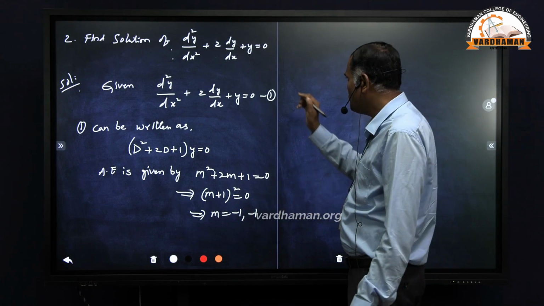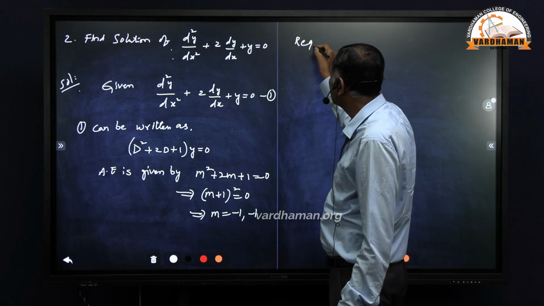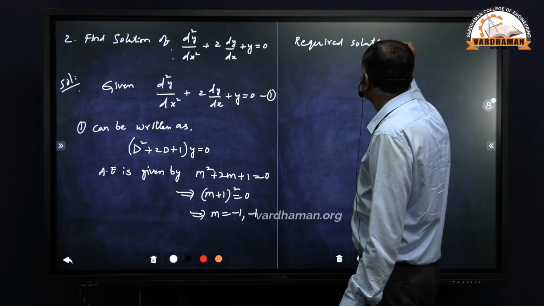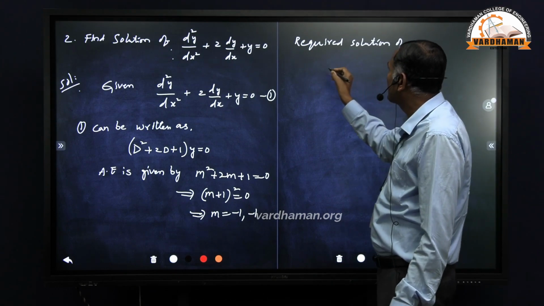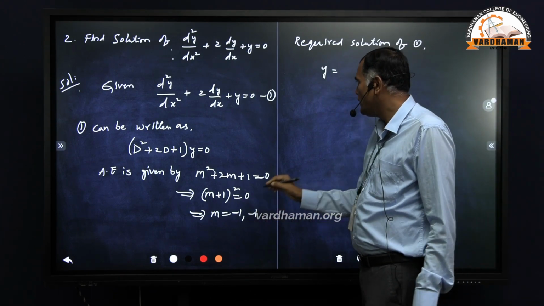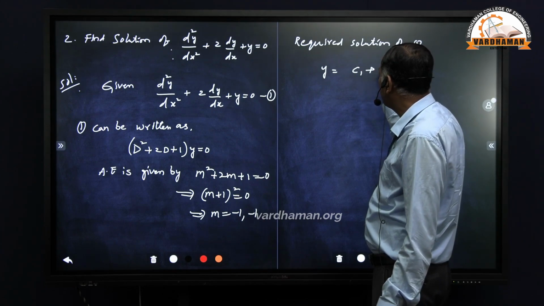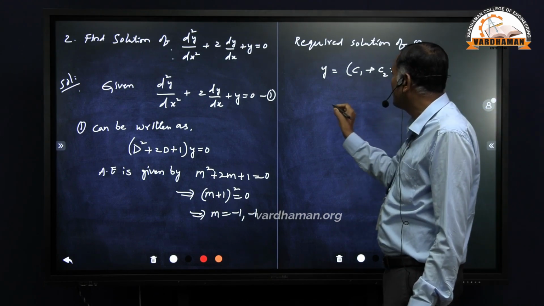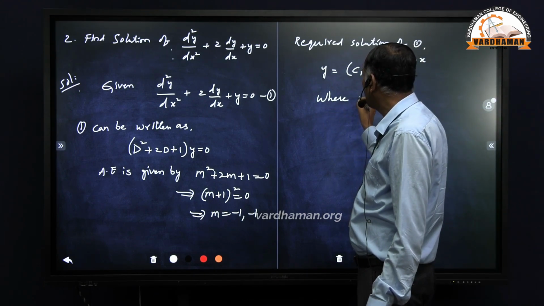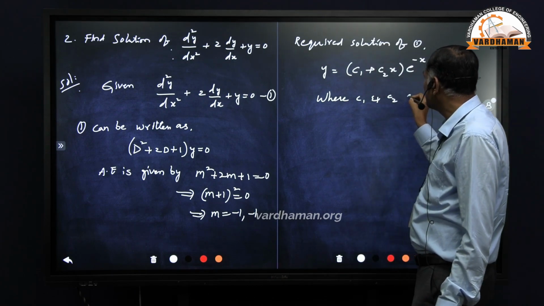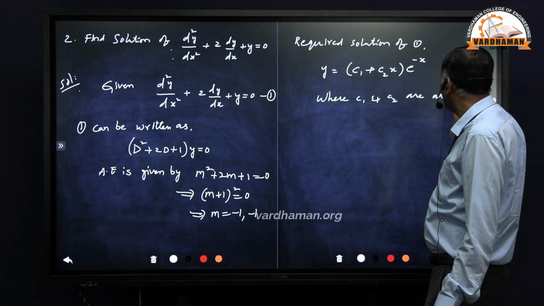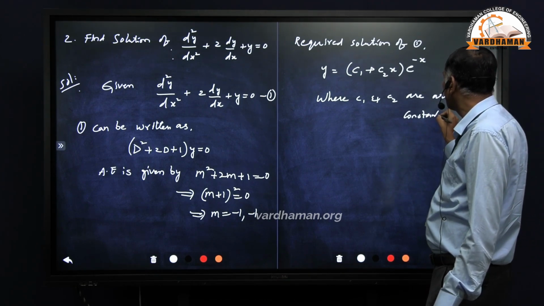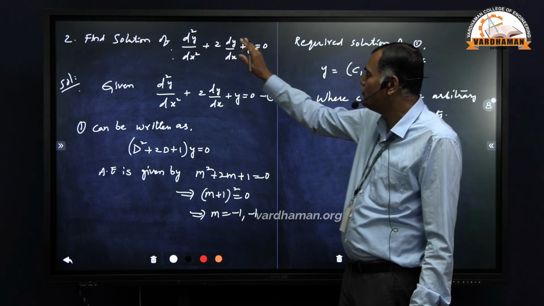So in this case the solution of this DE can be written as: required solution of 1 is given by y equals, here two roots are real and repeated, so we write (c1 plus c2 x) into e power minus x, where c1, c2 are arbitrary constants. Now this gives the required solution of this differential equation.